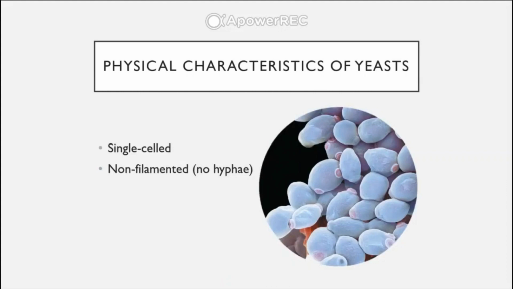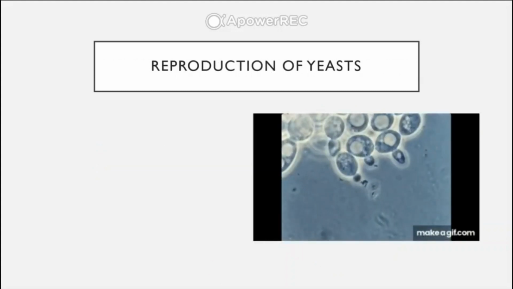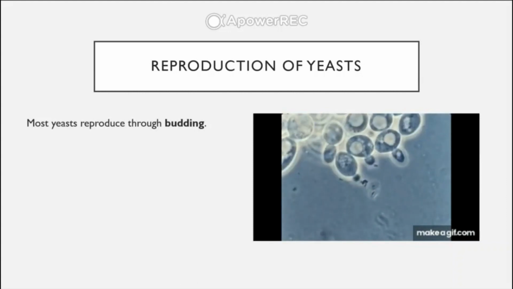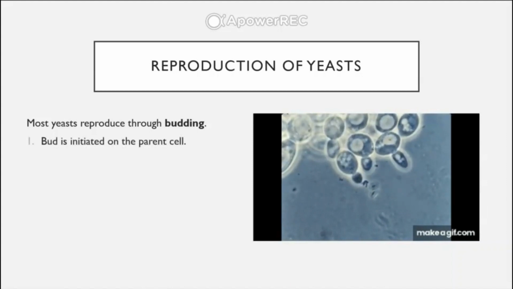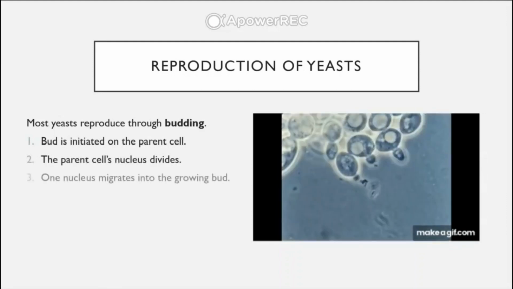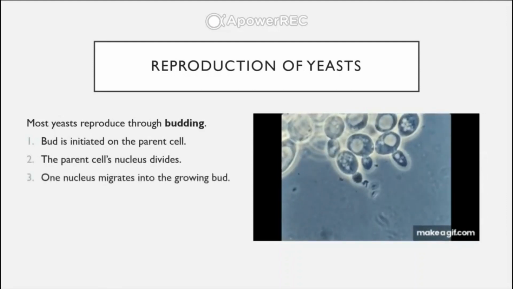All right, let's talk about physical characteristics of yeasts. Yeasts are single-celled and they are non-filamented. In other words, they have no hyphae. Here's an example of how yeast reproduction occurs. Most yeasts reproduce through a process called budding. A bud is initiated on the parent cell. What occurs is the parent cell's nucleus divides, and then one nucleus migrates into the growing bud.